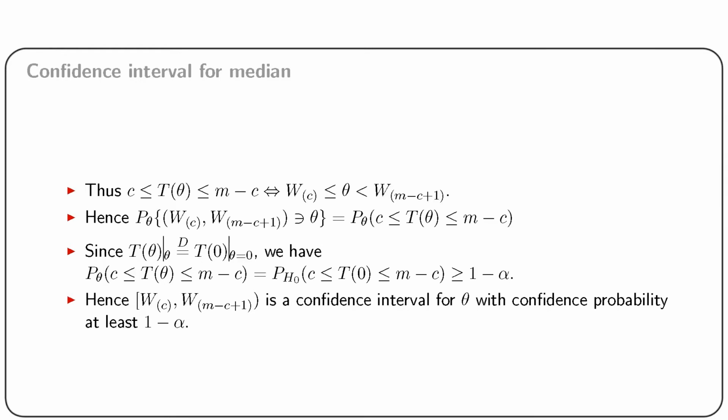and the probability c less than equal to t naught less than equal to m minus c exceeds 1 minus alpha, since we have used a size alpha or level alpha test. Hence, the random interval from w ordered c to w ordered m minus c plus 1 is a confidence interval for theta with confidence probability at least 1 minus alpha.